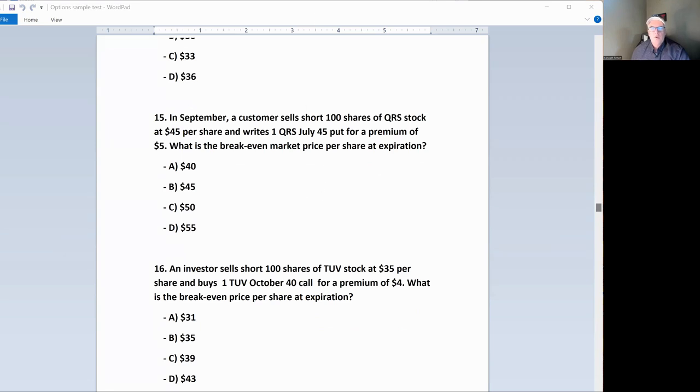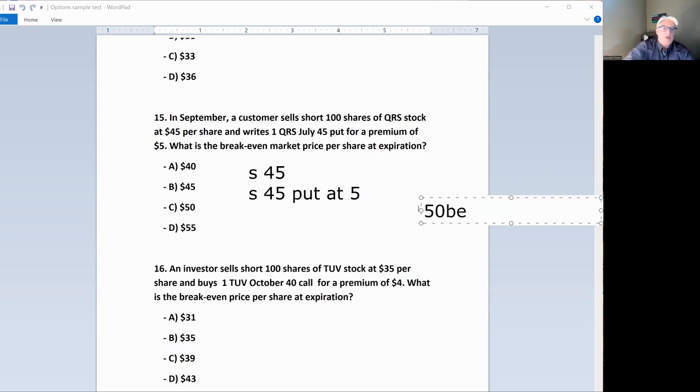15. We sell short. So we sell at 45. And then we sell a 45 put at 5. It's 2 sells, they're the same. So it's going to be a $50 break even. And then, since I'm shorting stock, I'm a bear, baby. Bear, baby. Boom, bear, baby.